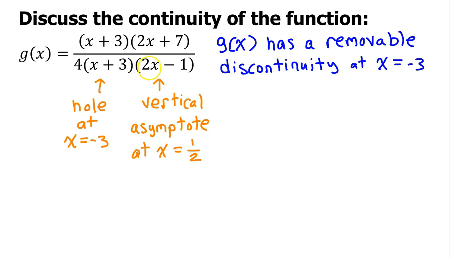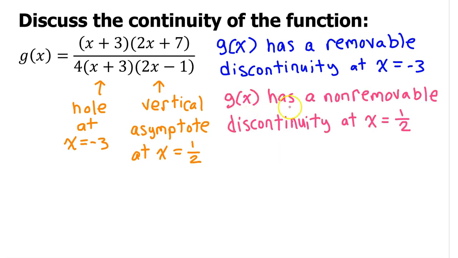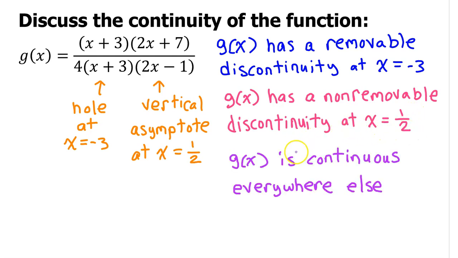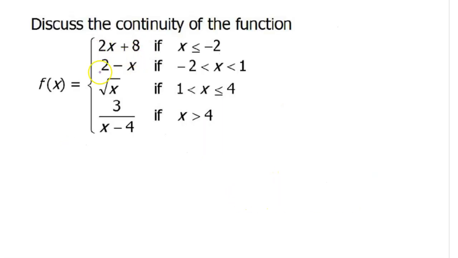The factor of 2x minus 1 in the denominator that does not get canceled out by anything in the numerator means g of x has a vertical asymptote at x equals 1/2. So g of x has a non-removable discontinuity at x equals 1/2. And don't forget to mention that g of x is continuous everywhere else. Each piece of this piecewise function is continuous on the corresponding interval.